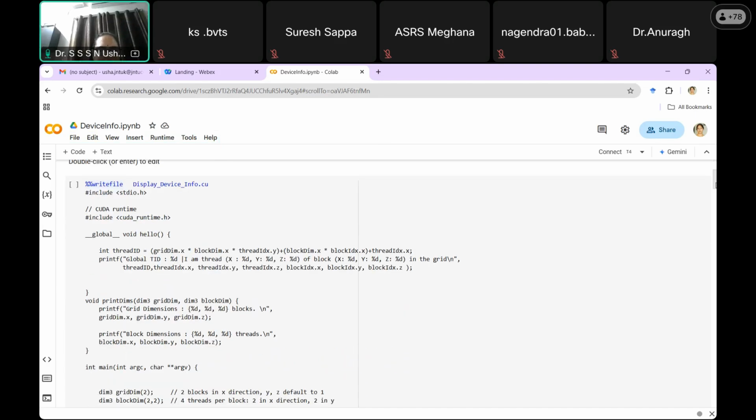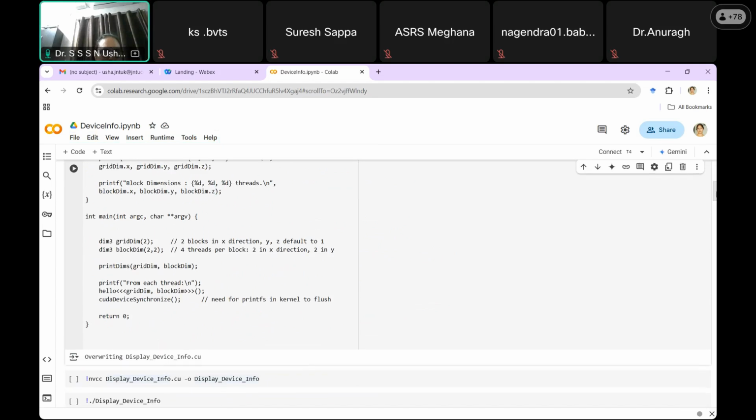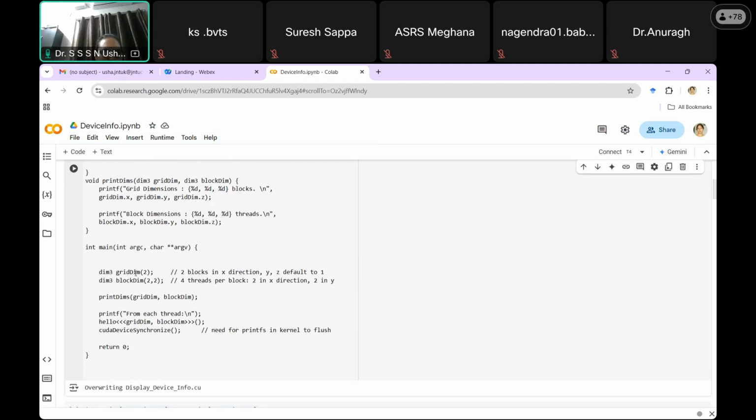Actually this formula is very lengthy, I don't want to discuss it here. The thread ID can be computed using this formula. In general, to get a particular thread ID, I think we have seen this previously, right? I would like to show you how the data is going to be transferred. Here in the main function, dimensionality 3, grid dimension 2, block dimension 2, comma 2. Print from each thread hello, grid dimension, block dimension. That means there we need to print these dimensions.